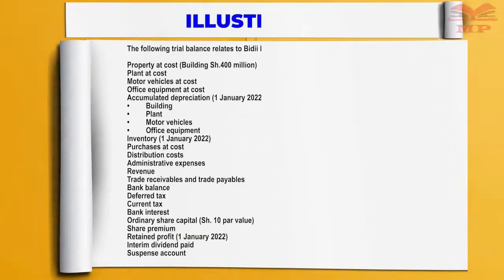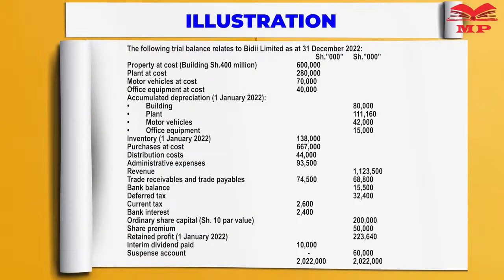I think in the trial balance we have already captured the first items of PPE: property, plant, motor vehicle, office equipment. Below that we have accumulated depreciation. And then we have opening inventory, purchases, distribution, admin, revenue. We have already captured all those particular items here. Trade receivables and trade payables are items of current assets and current liabilities respectively. And then that bank balance, you can see that is an overdraft because the balance is on the credit side, so it is a current liability. Deferred tax is an item of non-current liability.